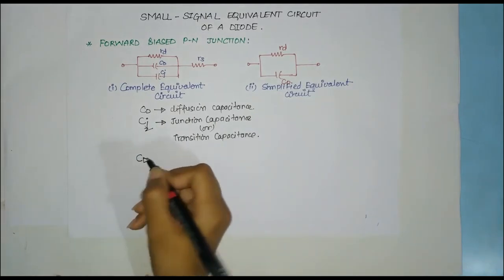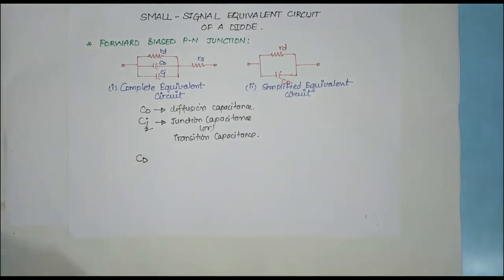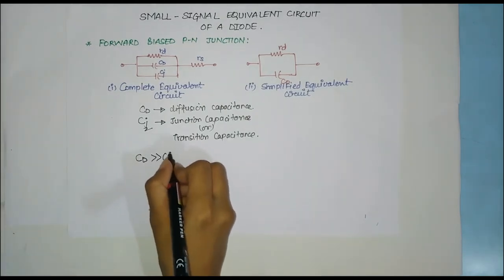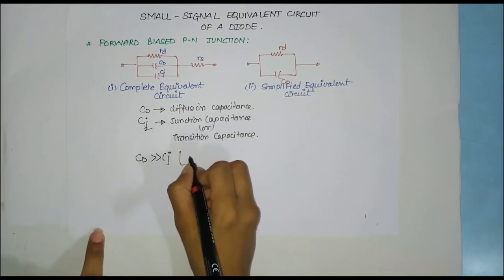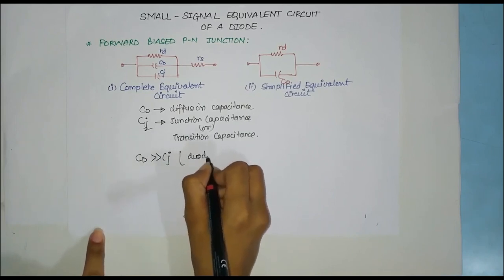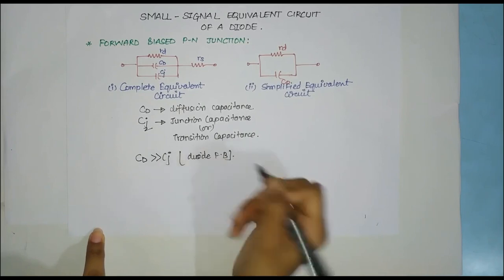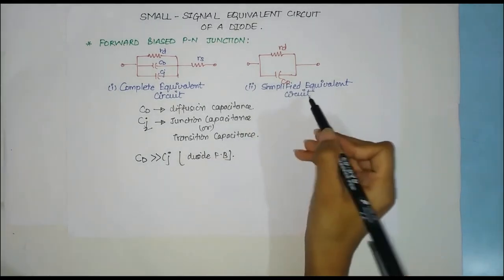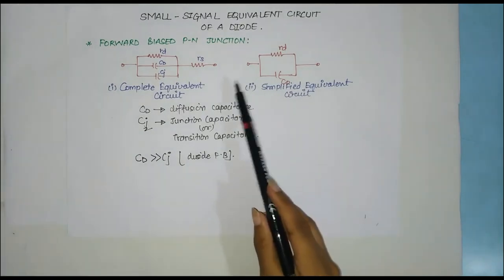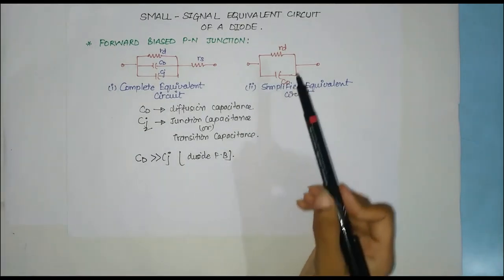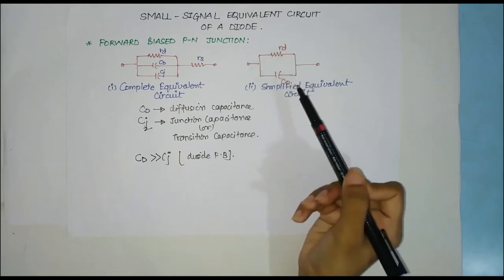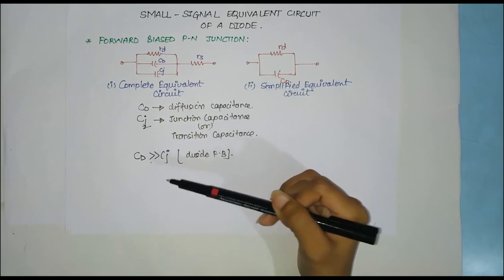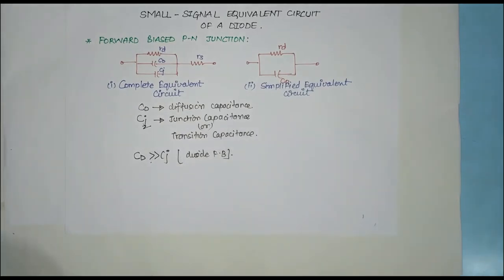What happens is when the diode is in forward bias, the value of CD, that is diffusion capacitance, is very much greater than CJ. So CJ has been omitted from the simplified equivalent circuit, and therefore we have received this equivalent circuit that says that we have RD and then we have CD. Why? Because CD is very much greater than CJ, and therefore the CJ element is omitted.